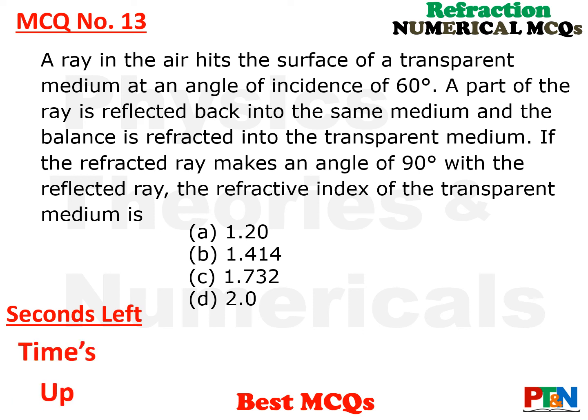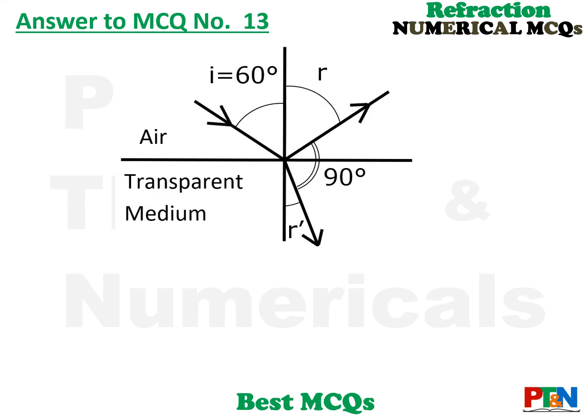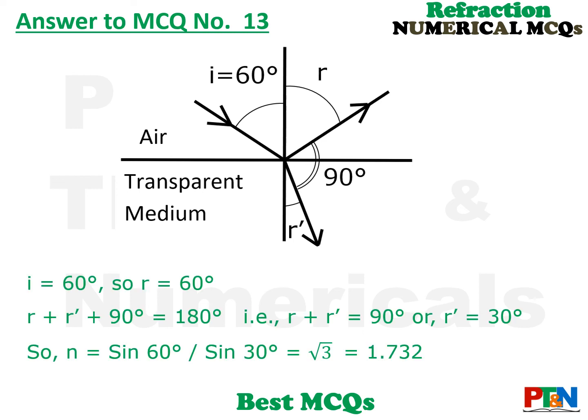Time's up. Let's see the answer. Answer is option C. Let's understand. Look at the diagram. What you have been told, the angle of incidence i is 60 degrees. Now you see the reflected ray and the refracted ray are making an angle of 90 degrees. Your objective is to find out r dash, that is the angle of refraction, because you require the refractive index. It's easy. So i is 60 degrees, so r also will be 60 degrees. Angle of reflection is equal to angle of incidence.